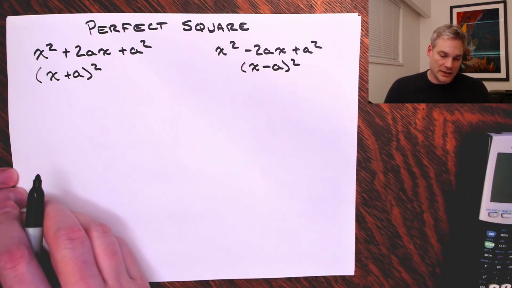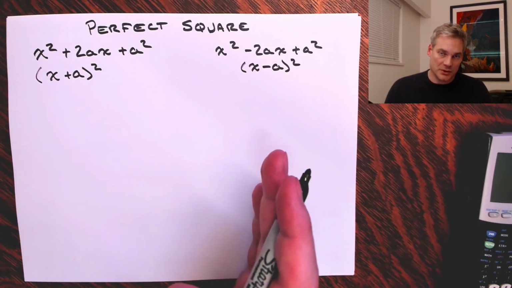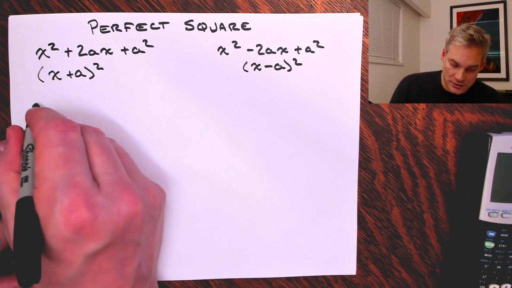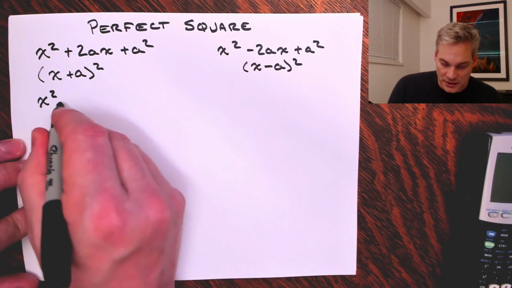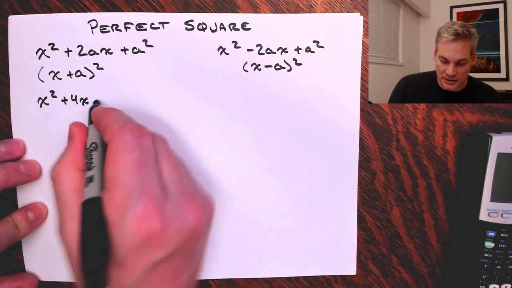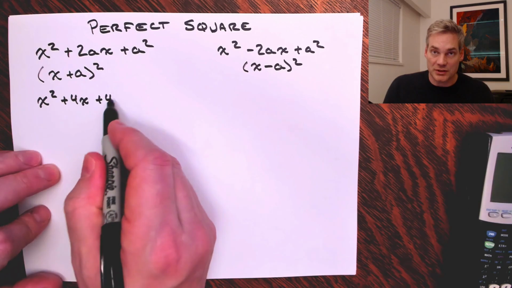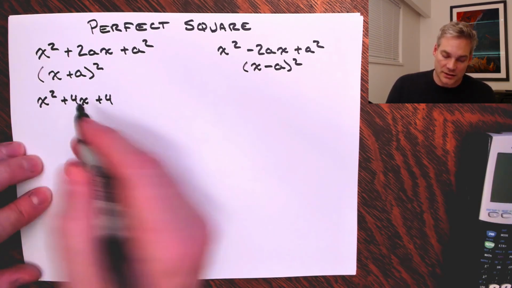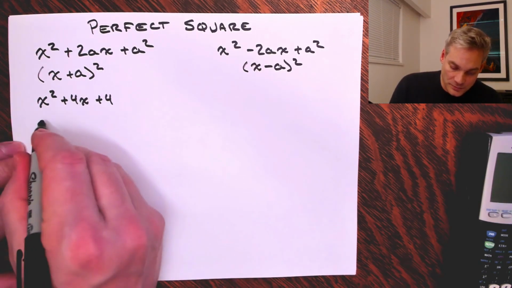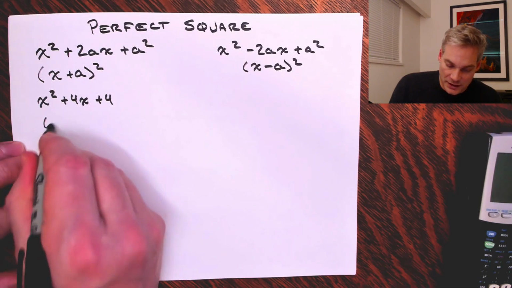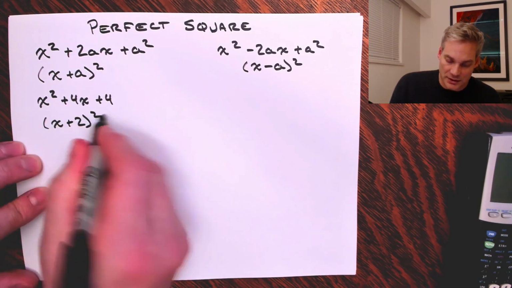So if we see this, we want to factor these really quick. So if we had something like x squared plus 4x plus 4, well, two things that multiply to 4 is 2, and they add to 4. So here we would have x plus 2 squared.